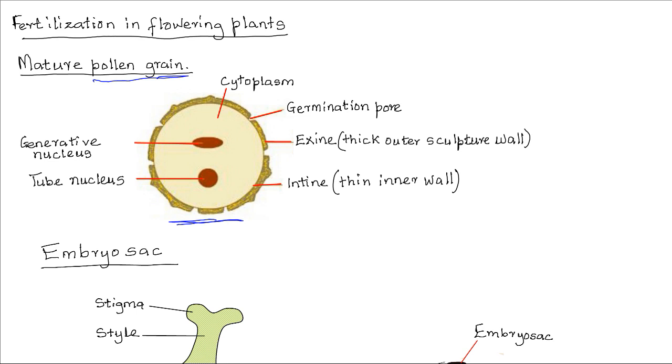There is the outer protective wall known as the exine, which is thick to protect the pollen grain from damage. And then below the exine, there's a thin inner wall known as the intine. Within the walls, there are pores known as the germination pores, and enclosed by the walls is the cytoplasm, within which there are two nuclei, the generative nucleus and the tube nucleus.